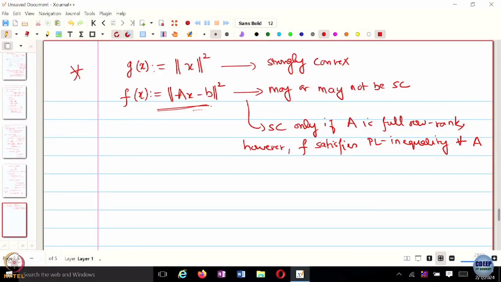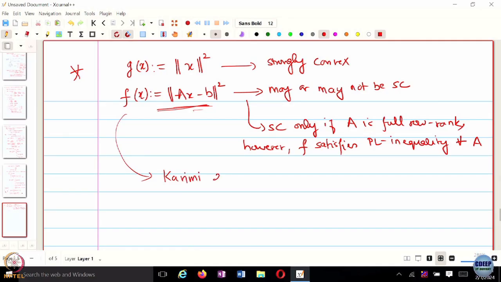But it will always satisfy PL inequality for any A, and this kind of function is very common in least squares problems, right? Finding an x such that the distance between Ax and b is minimized. So this is very common. This was actually shown by Karimi in the same 2016 paper, that this function always satisfies PL inequality. So let's look at this.